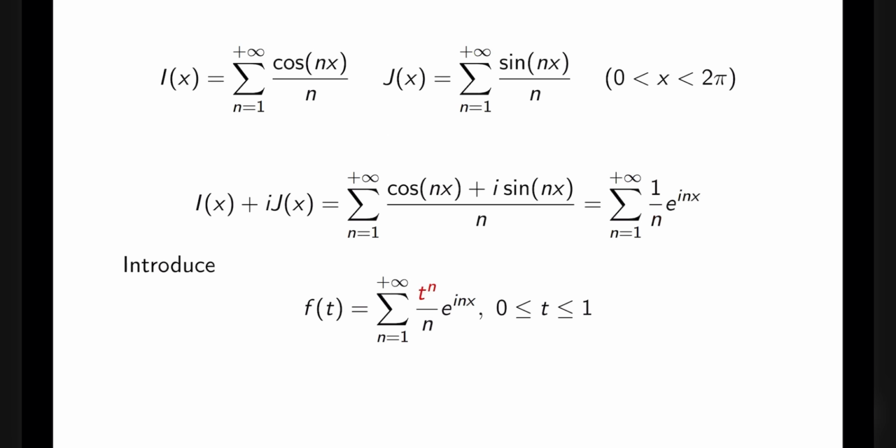So the trick is to introduce the function f of t. It will be the sum from n equal 1 to infinity of t to the power n divided by n exponential i n x for t between 0 and 1. Why do we have to introduce that? It's simply because when we derivate f, well, the n will disappear. And the computation will be legitimate if we take t strictly between 0 and 1. And of course, as you can see, if we can compute f of t, then we just have to compute f of 1, and we just get our two initial series.